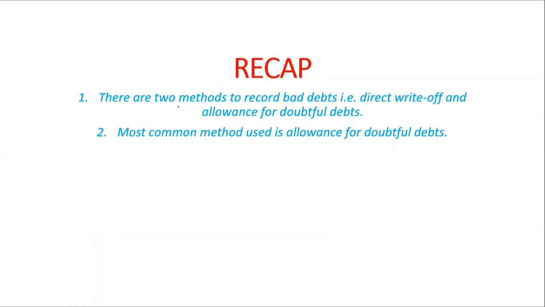To summarize this PowerPoint, there are two methods to record bad debts. The first one is called direct write-off, and the other one is called allowance for doubtful debts. The most common method used is the allowance for doubtful debts method.